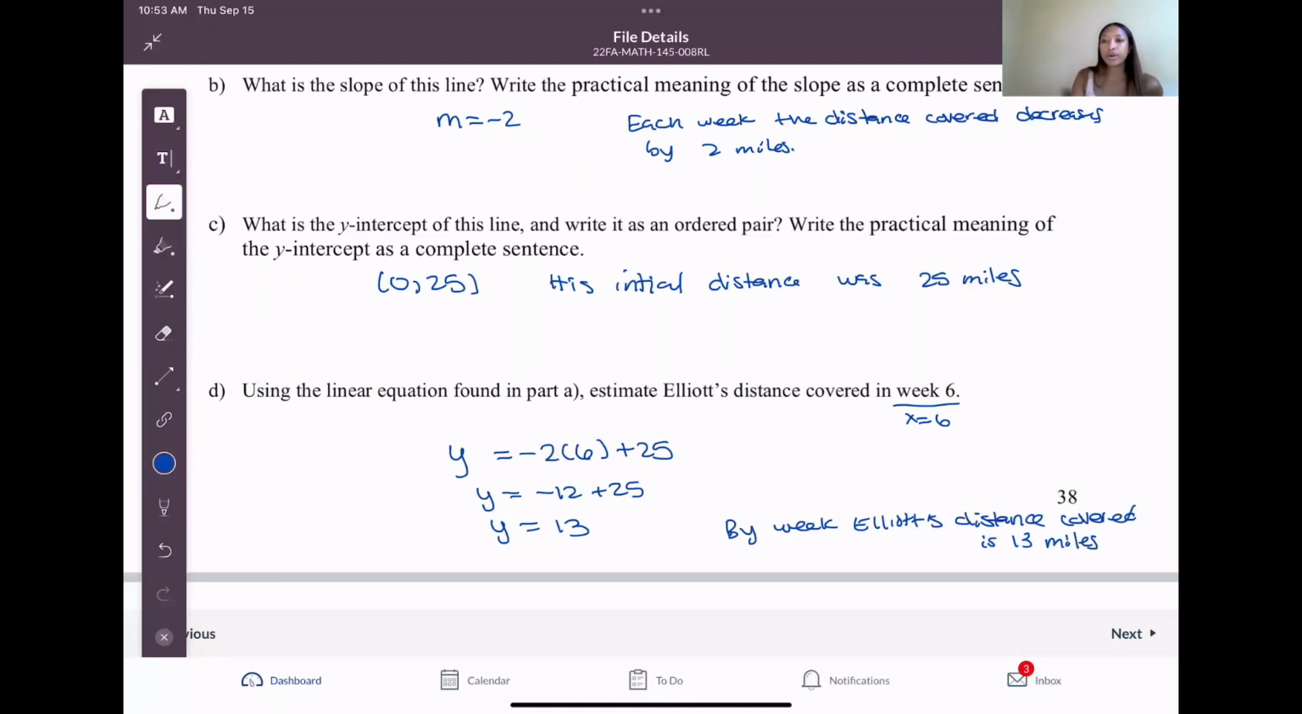Elliot has only like a few more weeks in him before he just quits. He's not running at all.